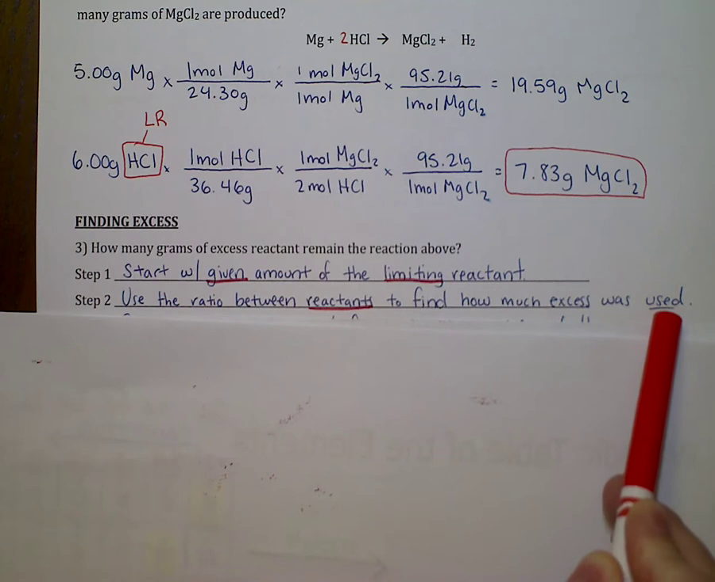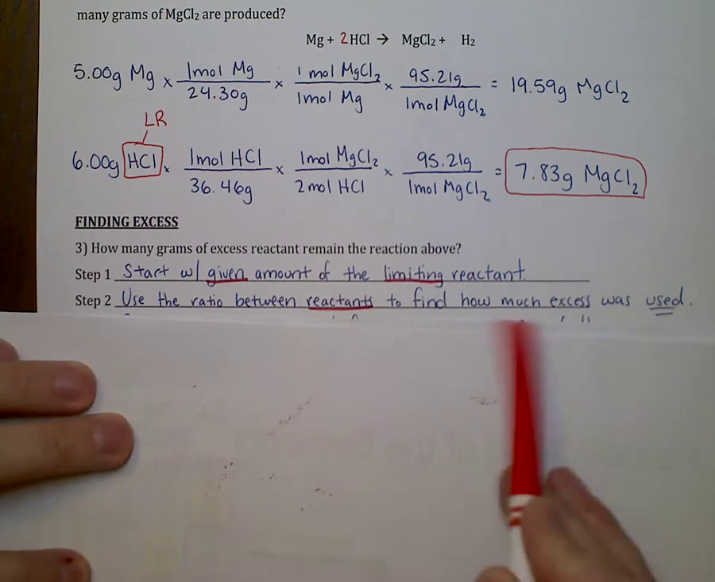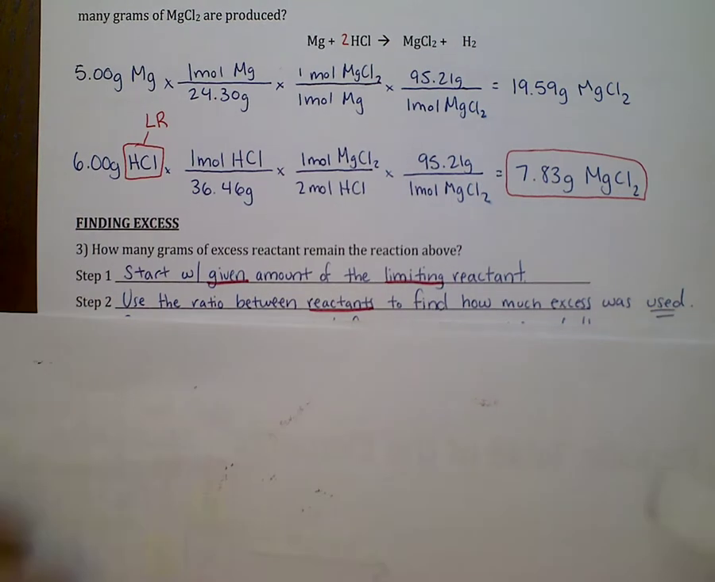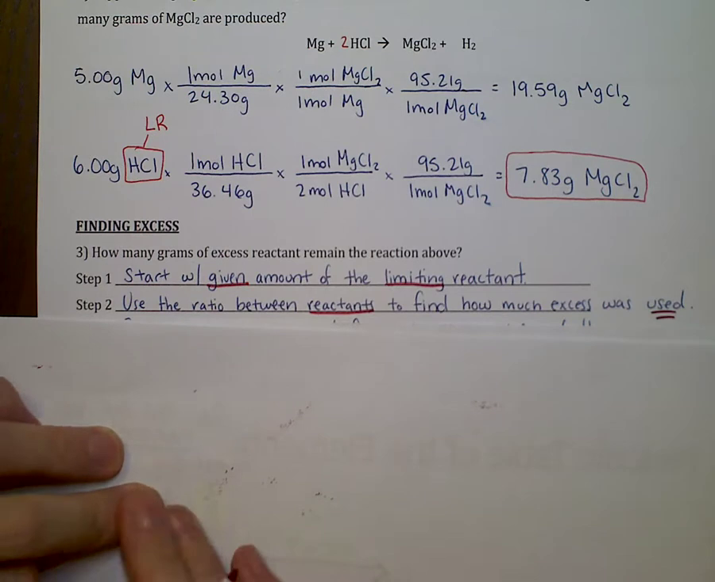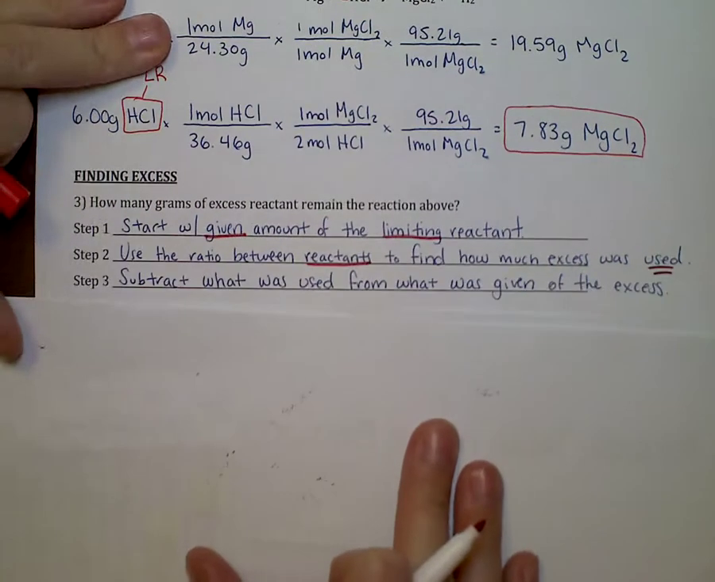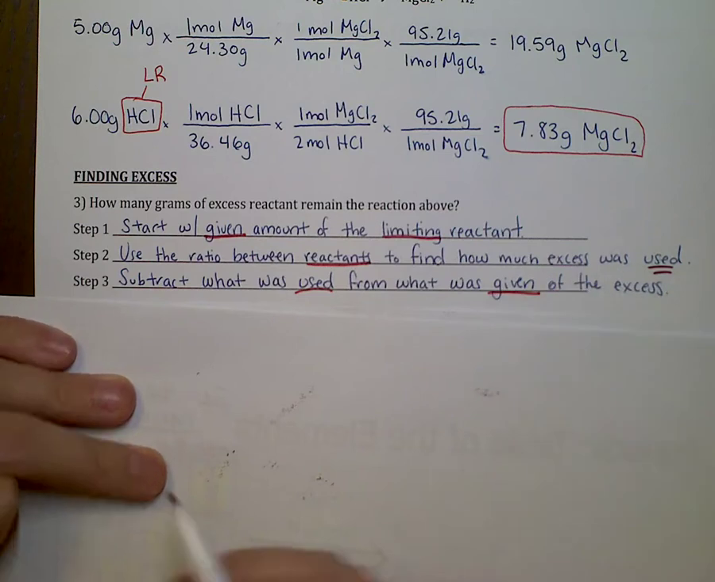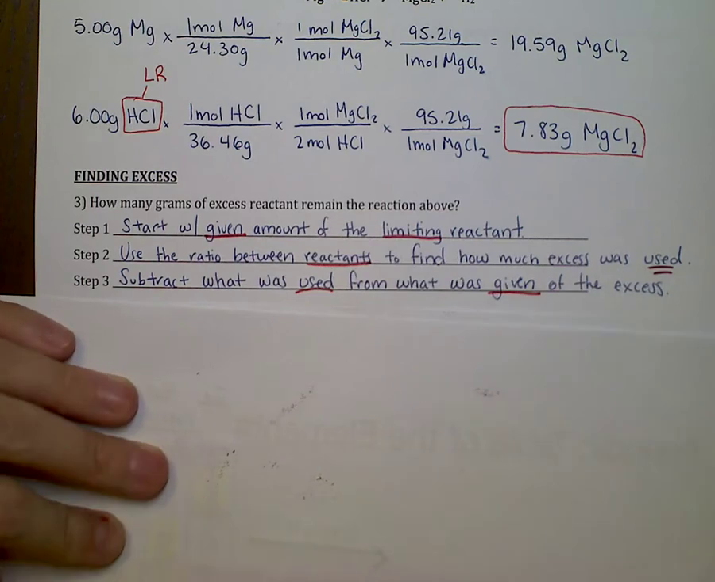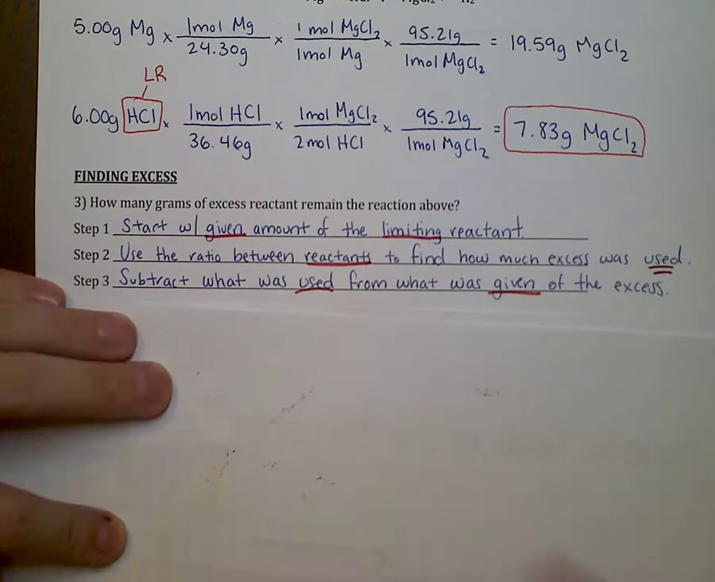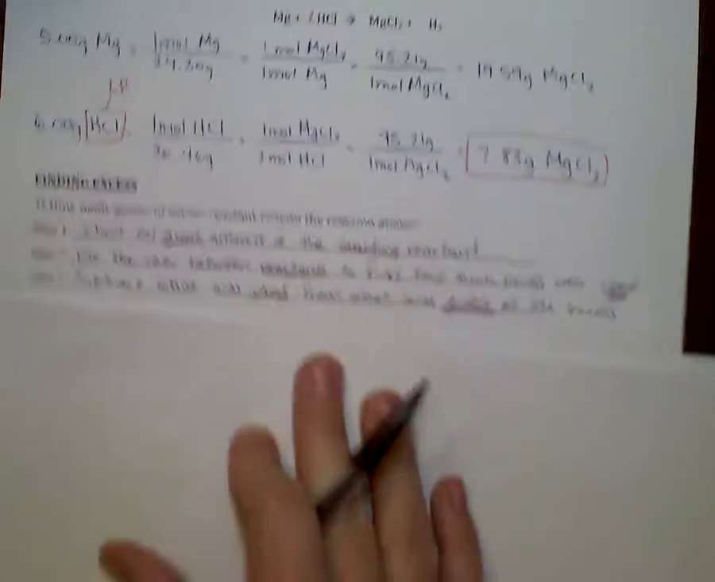Okay, so that's what we're going to do next, is we're going to use the ratio between reactants to figure out how much of the excess was used, keyword used, okay? And then our last step is to subtract what was used of the excess from what was given of the excess, and that's going to find us our extra amount. Okay, so let's go ahead and crunch this out. I'm going to move my little hover cam a little bit so we can see a little bit better. All right, here we go.